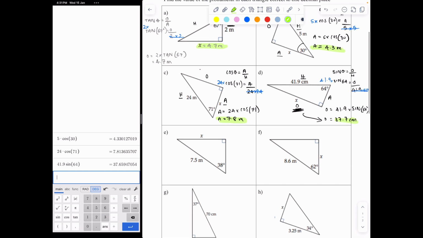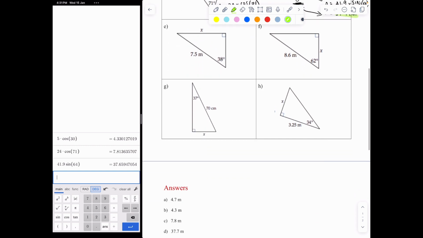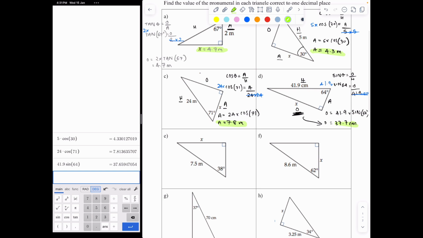37.7. They wrote meters, but it should have been centimeters. But we got that correct. Okay.